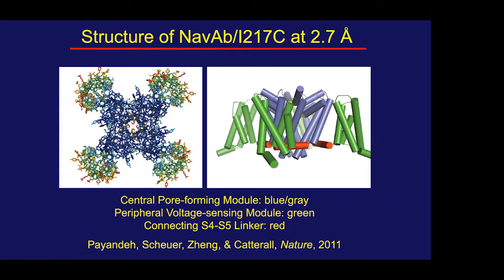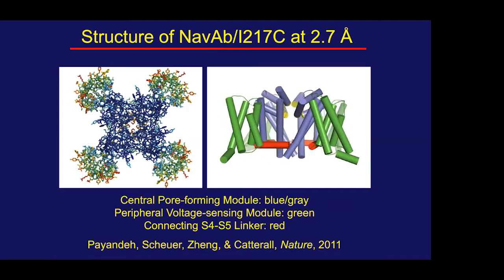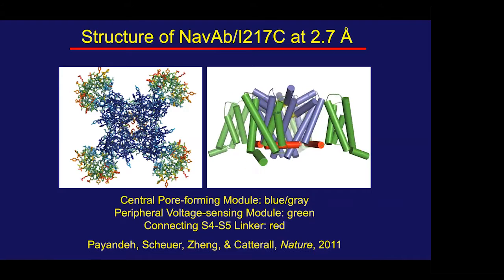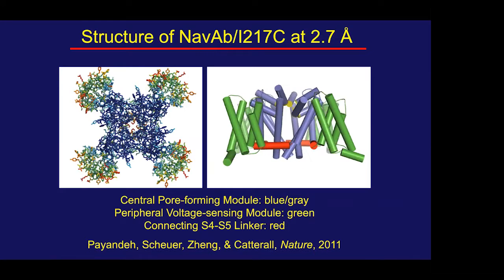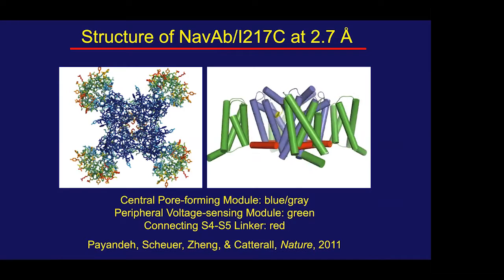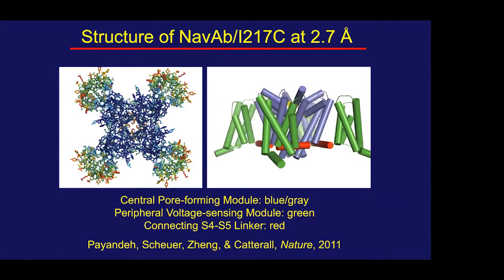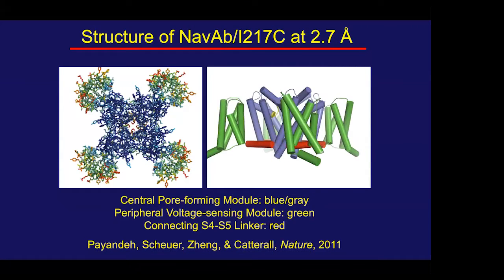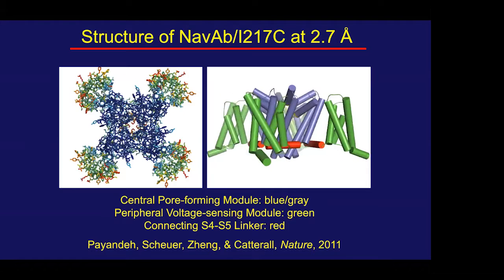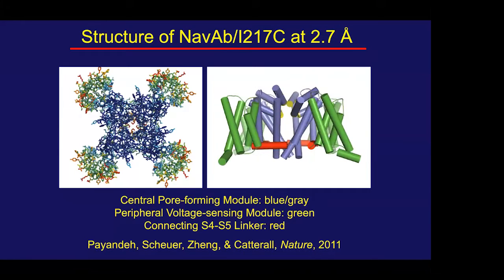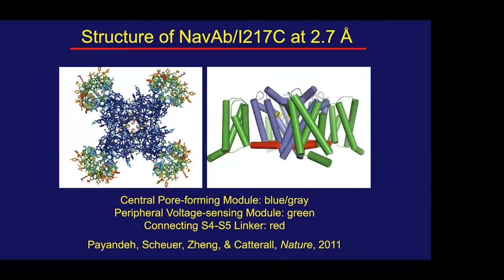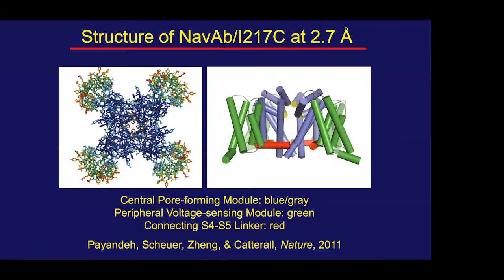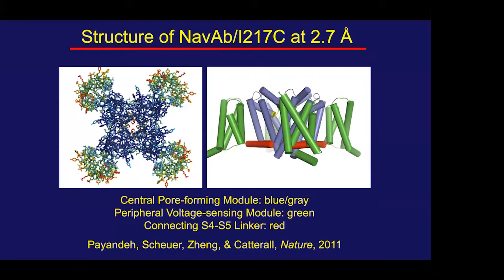This blue region is the pore forming module that I mentioned on the last slide. And it is surrounded by 4 voltage sensing modules that are in these green and red colors here. And on the right side of the slide, you can see the pore forming module now looking at it from its side, and it is again in blue. And you can see each voltage sensing module around the periphery. Each one is composed of 4 transmembrane segments, S1 through S4, and again, colored green.